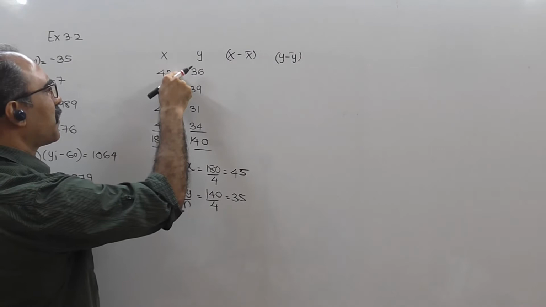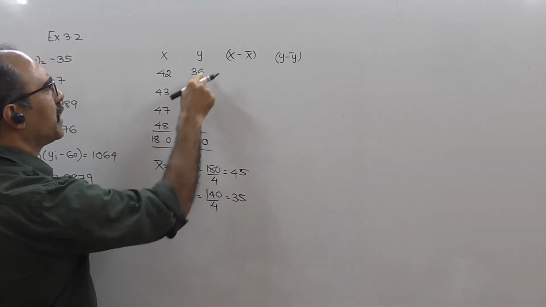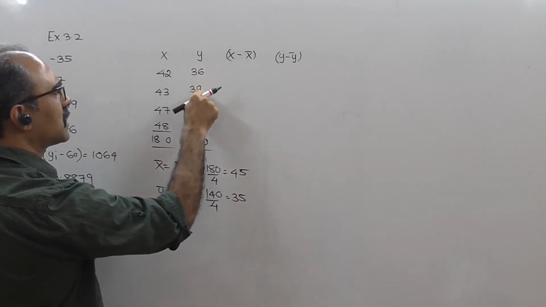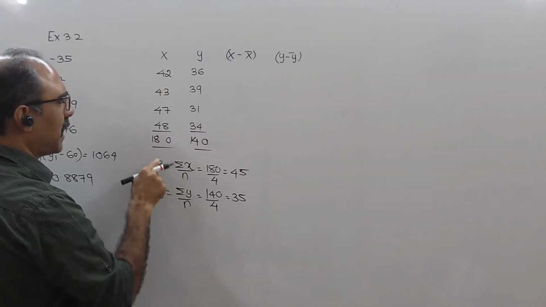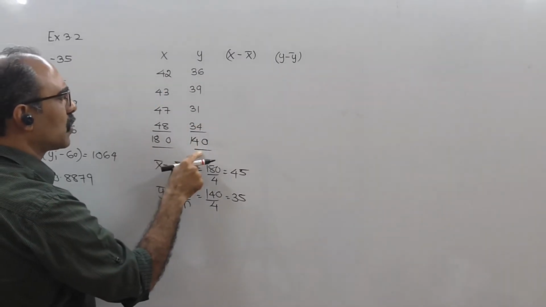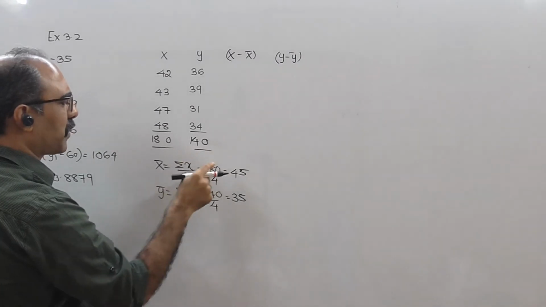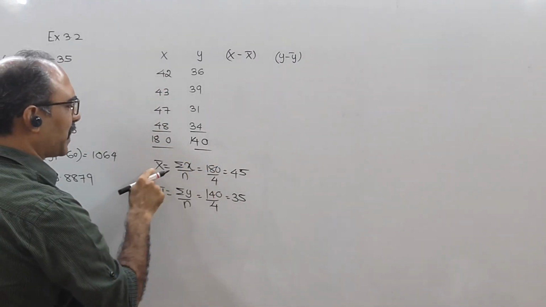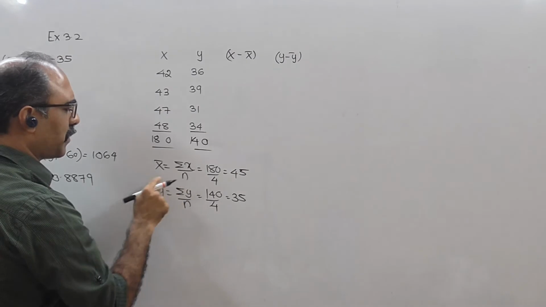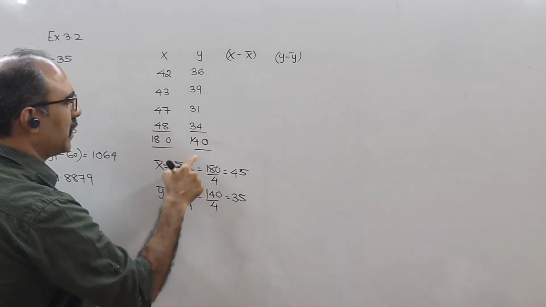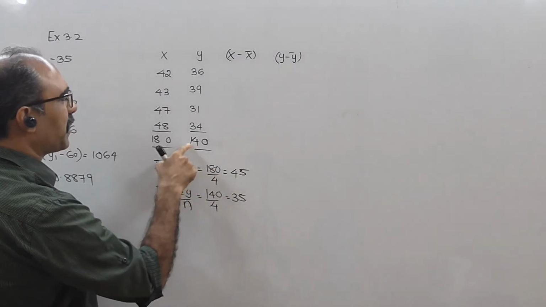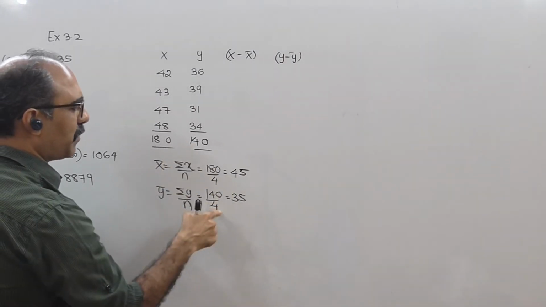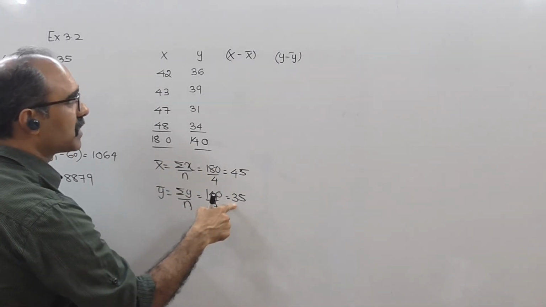Now let's take an example. The values of x are 42, 43, 47, 48. The values of y are 36, 39, 31, 34. I total the x column, I get 180. I total the y column, I get 140. Now I find x bar and y bar. X bar is sigma x upon n, y bar is sigma y upon n. So 180 upon 4 is 45, and 140 upon 4 is 35.